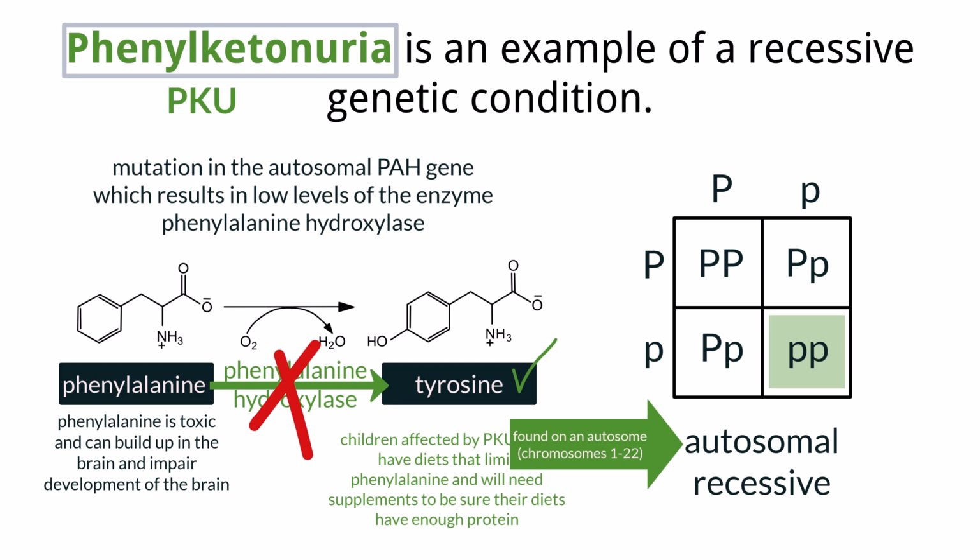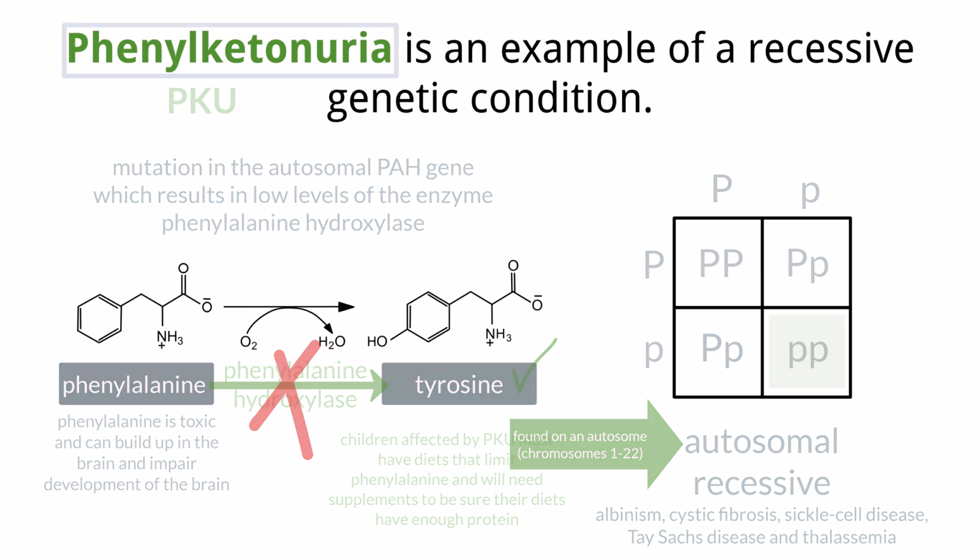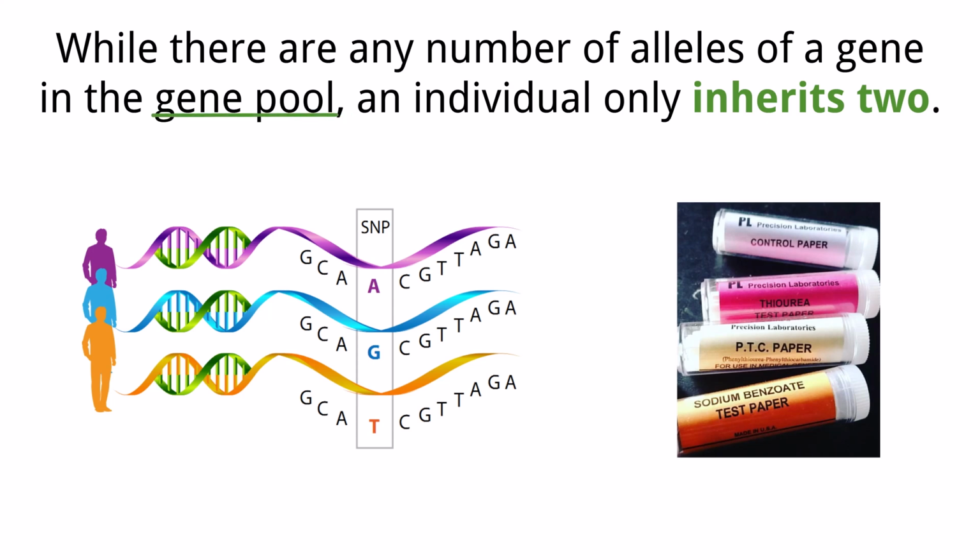Other examples of autosomal recessive disorders in humans include albinism, cystic fibrosis, sickle cell disease, Tay-Sachs disease, and thalassemia, all of which are found on different chromosomes and have different impacts on the body. A gene pool is all the genes available to a breeding population, and there are any number of alleles of a gene that can be present in the gene pool, but an individual only inherits 2 of those alleles.